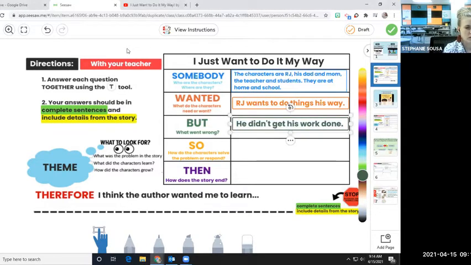RJ wants to do things his way, but he didn't get his work done. So, how do the characters solve this problem or respond? What's the response to this problem that we see? Leah, how do the characters solve the problem or respond?